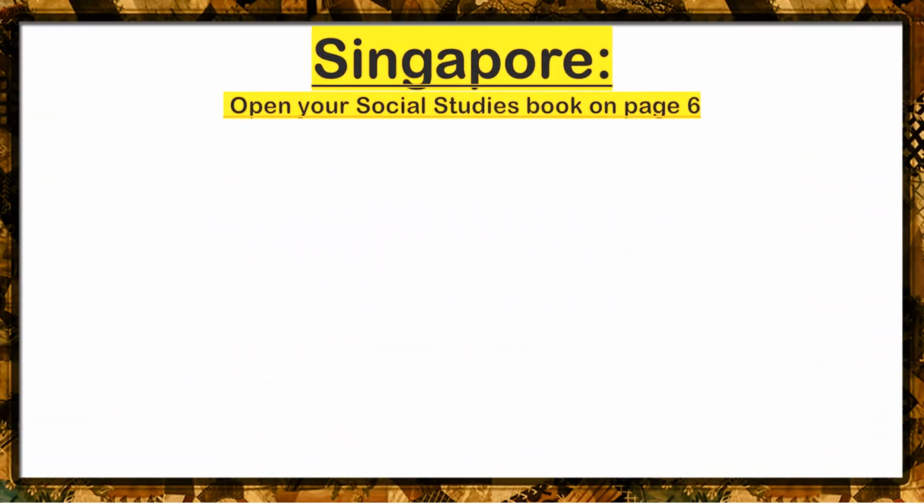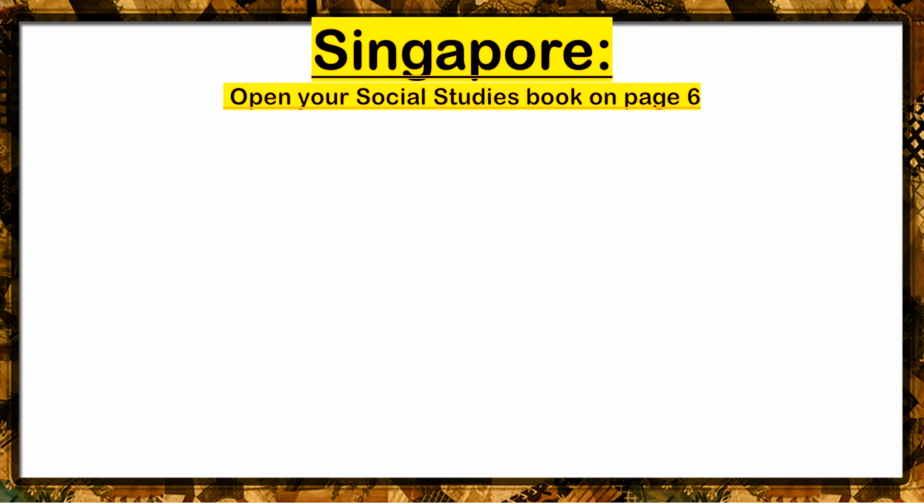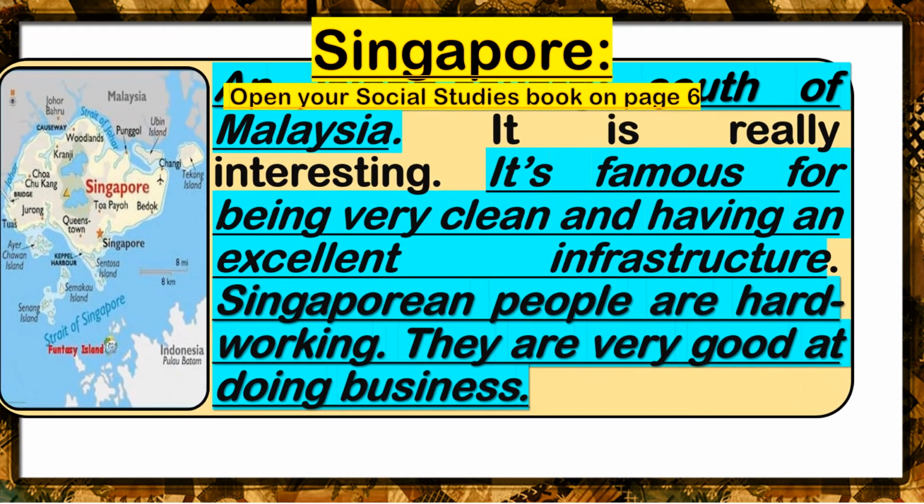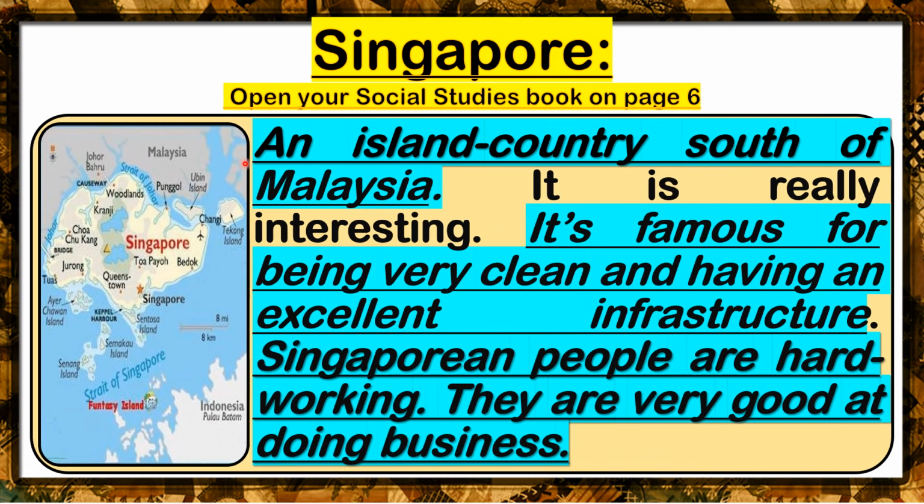Let us read about Singapore. Please open your social studies book on page 6. So, an island country south of Malaysia, it is really interesting. It's famous for being very clean and having an excellent infrastructure. Singaporean people are hardworking. They are very good at doing business.